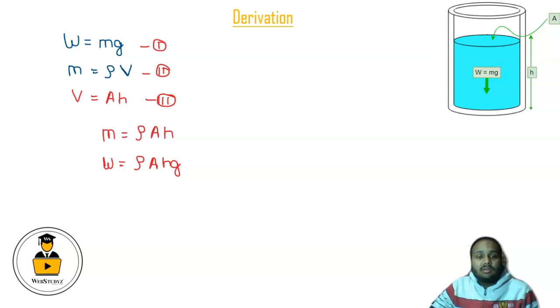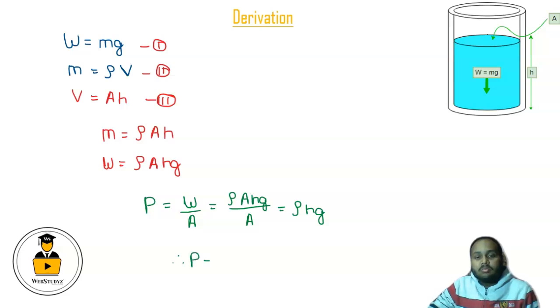Now the pressure that is exerted at the bottom of the container, that pressure P, will be given as, I said in the beginning, weight upon area of cross section. So just put the value rho A H G divided by A. This will be equal to rho G H. Therefore, we have our equation, that is P equal to rho into H into G. Fine. So this is a very simple derivation.